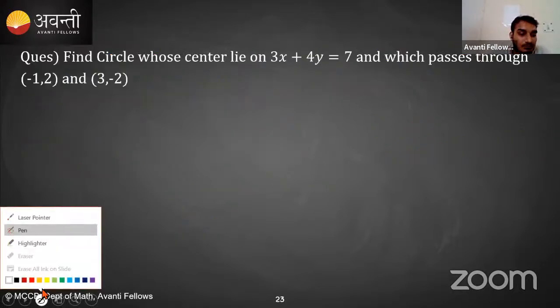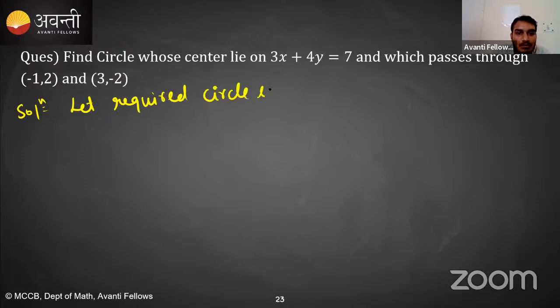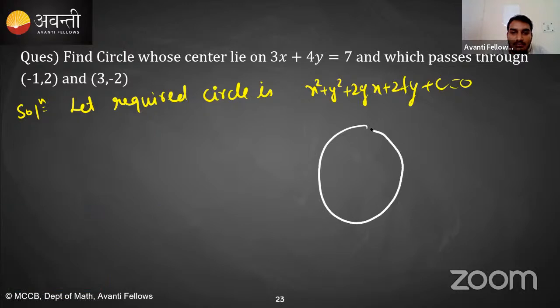Next question is: find the circle whose center lies on this line and which passes through this point and this point. Again, let the required circle be x square plus y square plus 2gx plus 2fy plus c is equal to 0. So if it is a circle, its center is minus g comma minus f, that is, minus half coefficient of x, minus half coefficient of y, right?